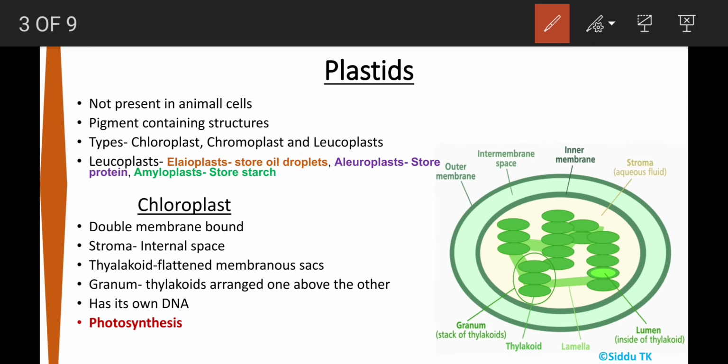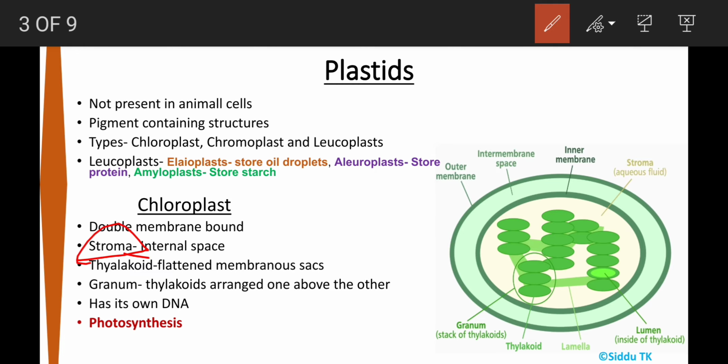Three types of leucoplasts are there. Elaioplasts, these store oil. Aleuroplasts, these store proteins. And amyloplasts, these store starch. Chloroplast is a type of plastid that contains the green pigment chlorophyll. The leaf appears green because it contains chloroplast. This chloroplast is not found in animal cells.